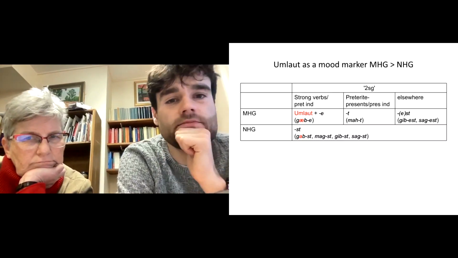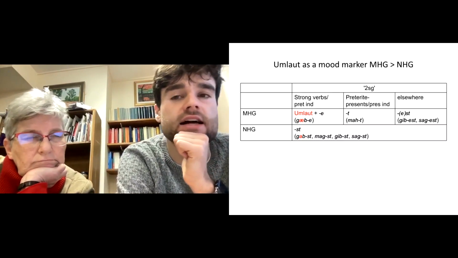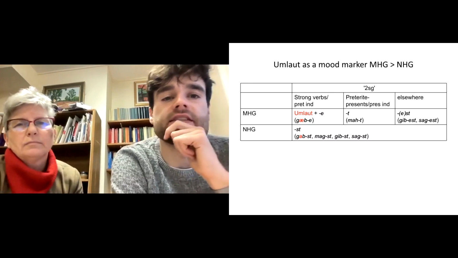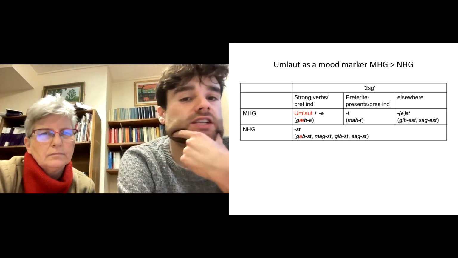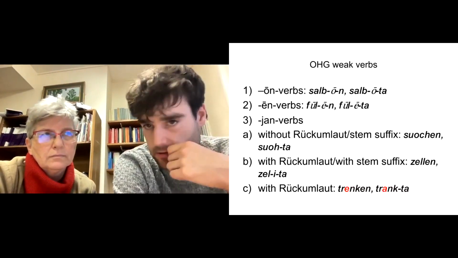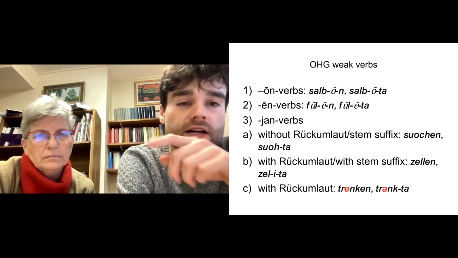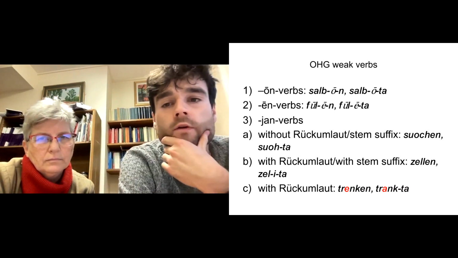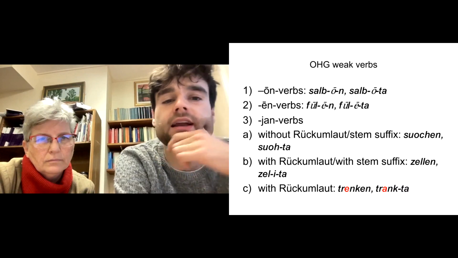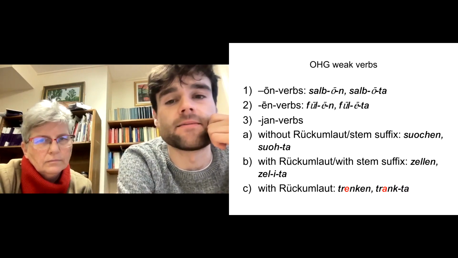Unlike the strong inflection, where the old ablaut system remains largely untouched, weak inflection undergoes a far-reaching restructuring in Middle High German. Before we come to the causes and consequences, a few words about the initial situation. In Old High German, there were three inflection classes of weak verbs: -ēn verbs, -ōn verbs, and -jan verbs, recognizable by their respective stem suffixes.